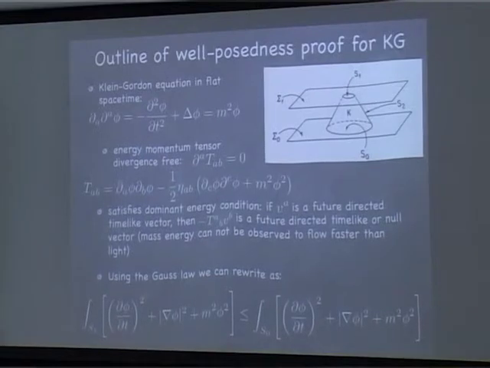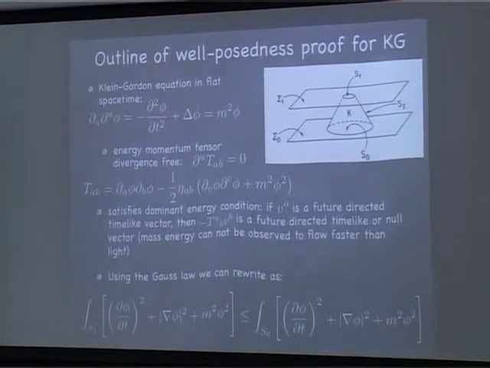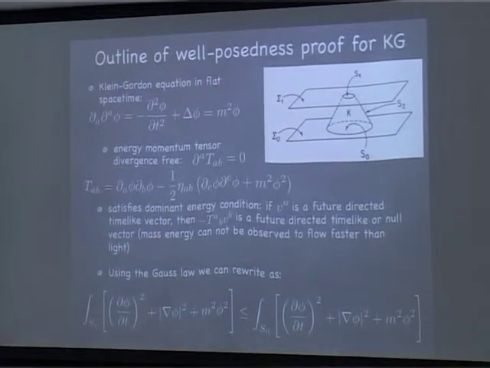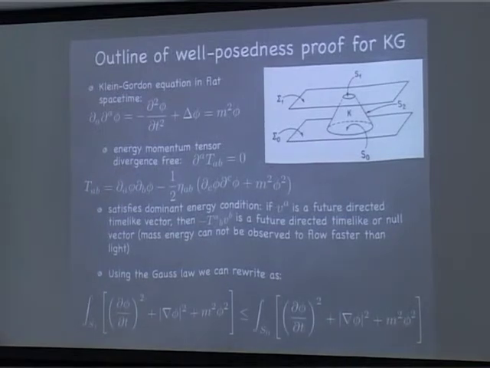We will use some specific properties of the Klein-Gordon equation. One of the properties we are going to use is that it's linear. Another property is the so-called dominant energy condition. Who has heard of the energy conditions in GR? Weak, strong, dominant? A few of you. All right? Okay.